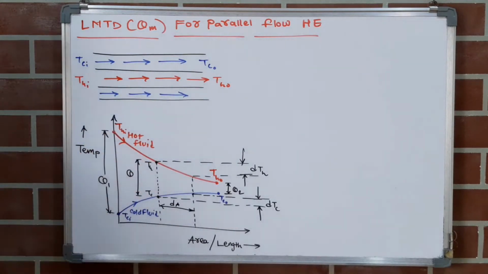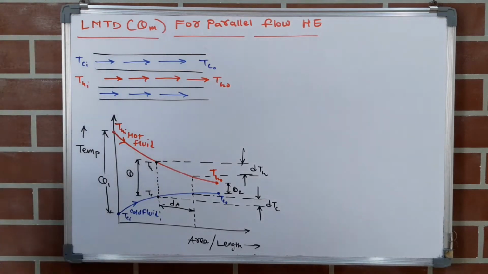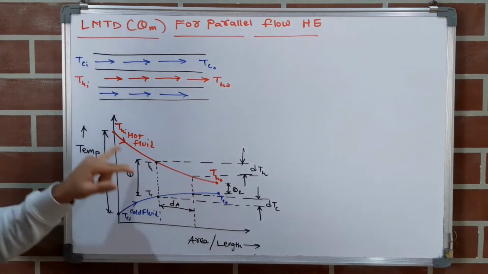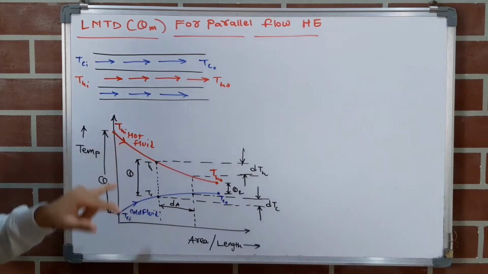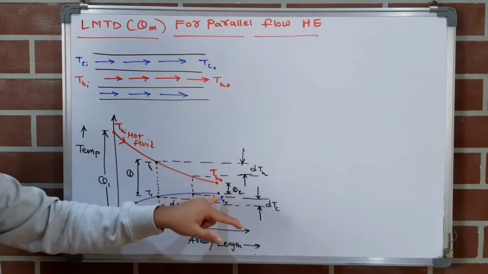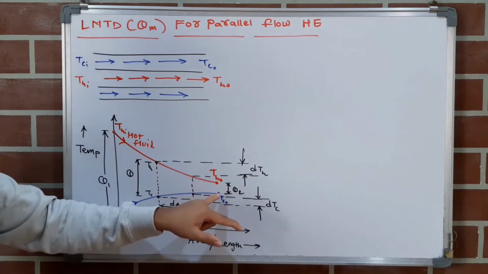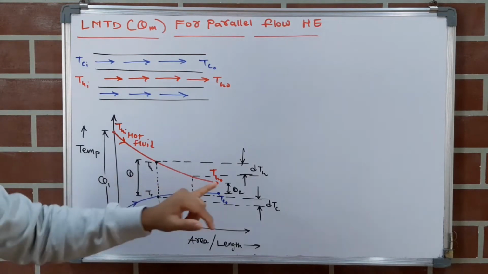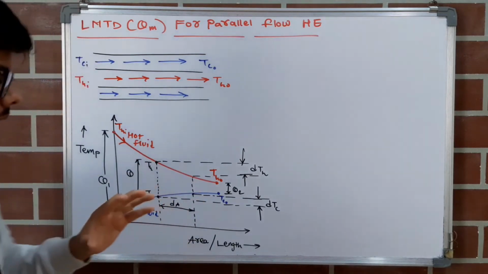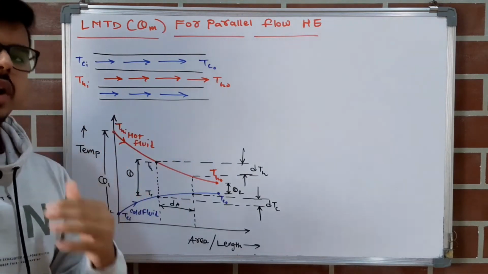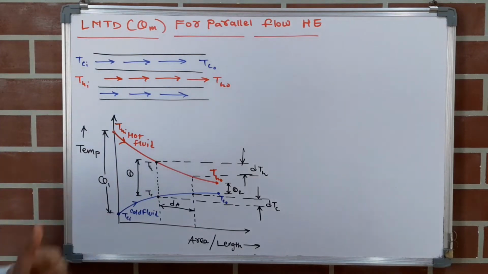Now you can see the temperature versus length or area graph of a parallel flow heat exchanger. This is the hot fluid line and this is the cold fluid line. The temperature at the inlet of the hot fluid is Thi, and for the cold fluid it is Tci. For the hot fluid the outlet is Tho, and for the cold fluid the outlet is Tco. Now you know theta 1 and theta 2 are the end temperature differences, and the whole graph is explained in the previous two videos. If you have not seen those two videos, I suggest you see them first.